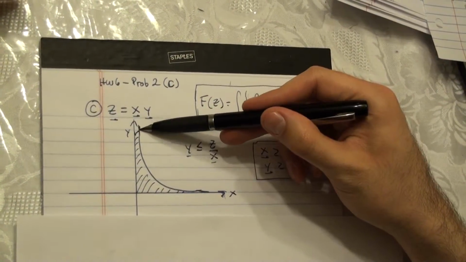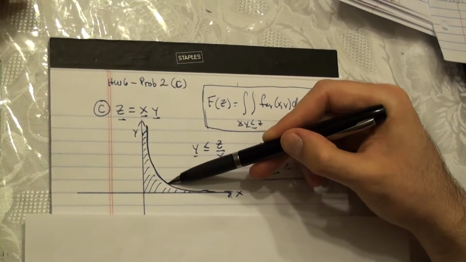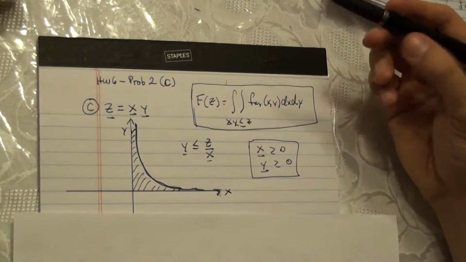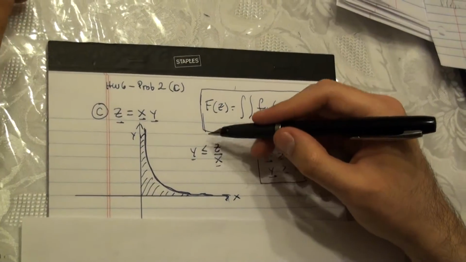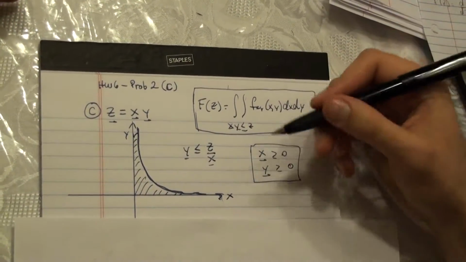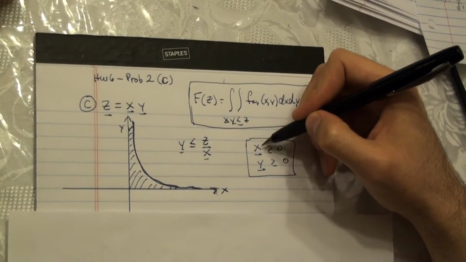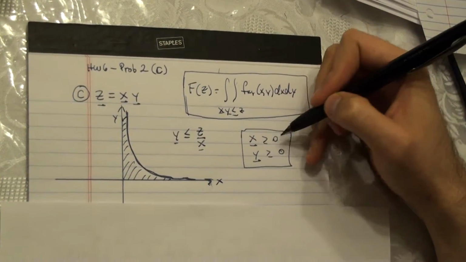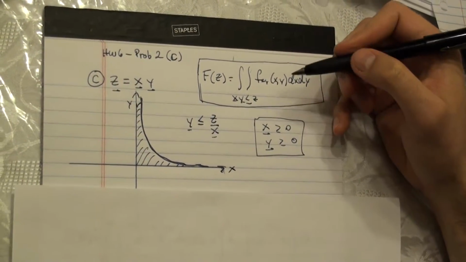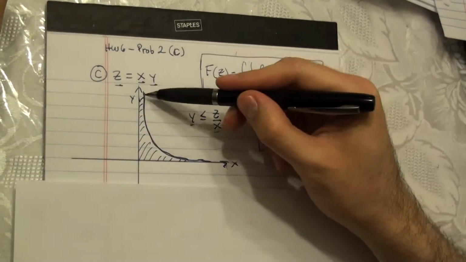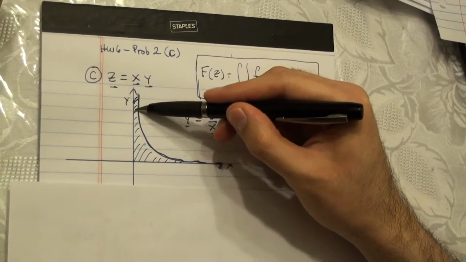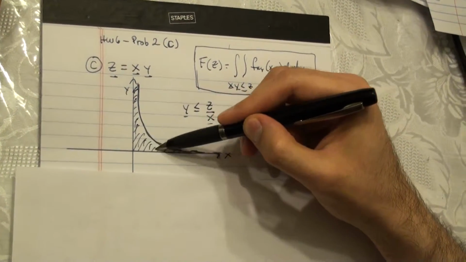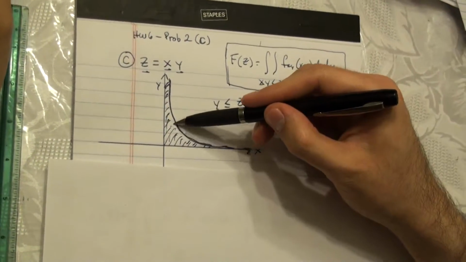This curve over here will be y less than or equal to z over x. But we remember that the x random variable and the y random variable must both be greater than or equal to 0. So we're only considering the area that's shaded here. That's the only area that we care about.